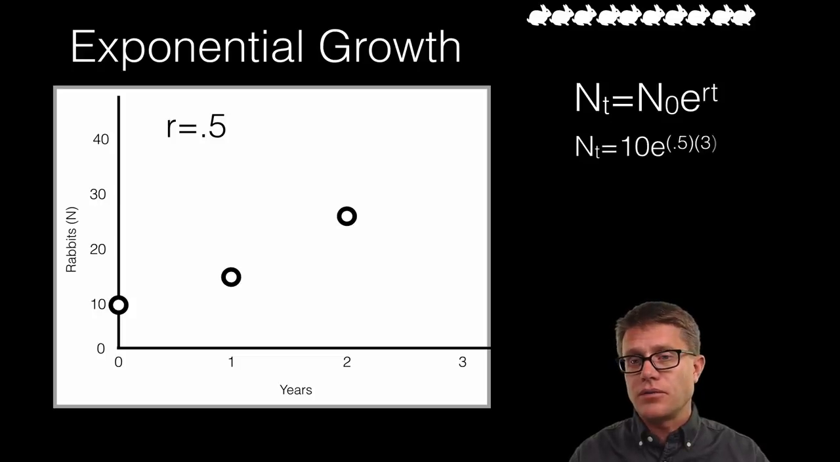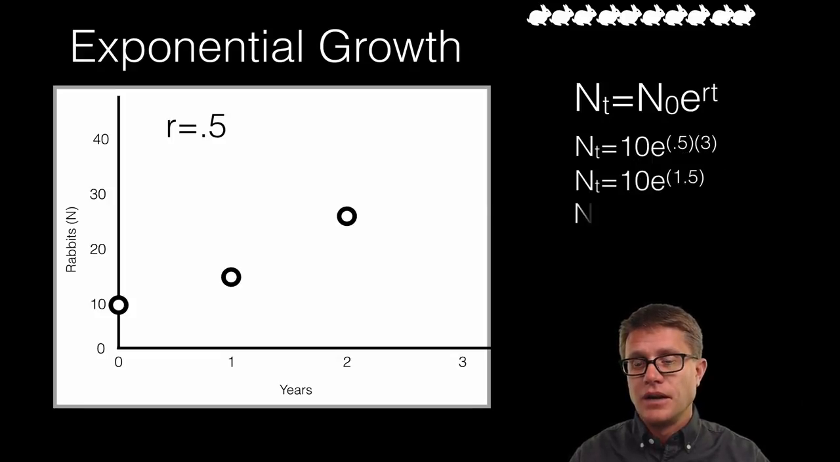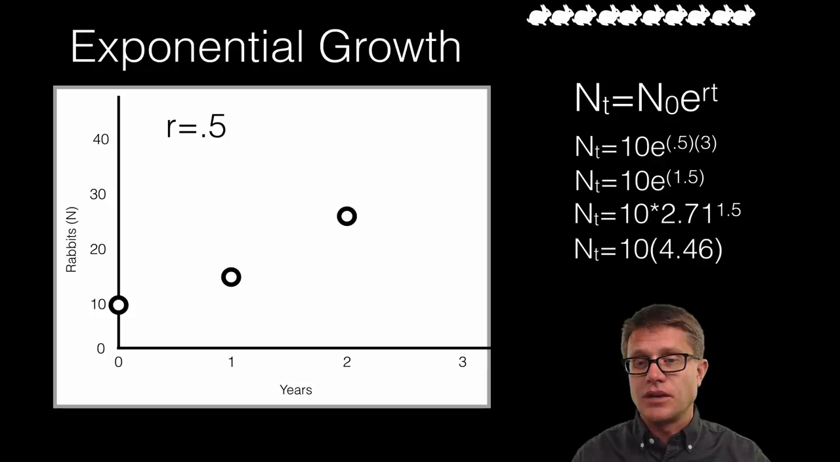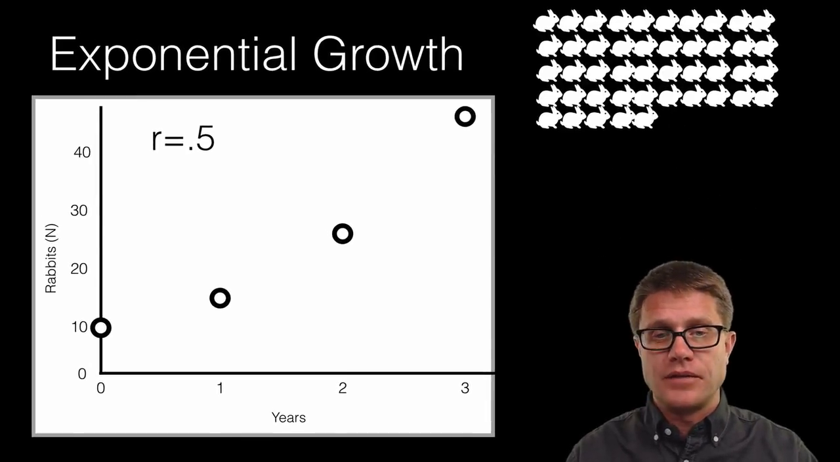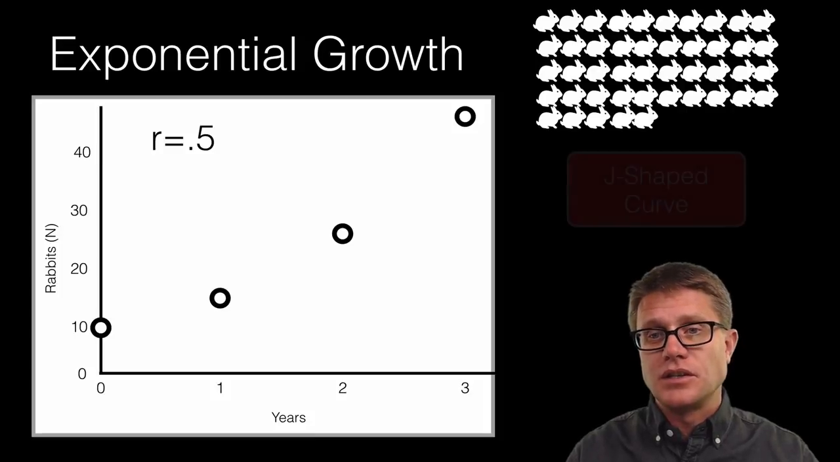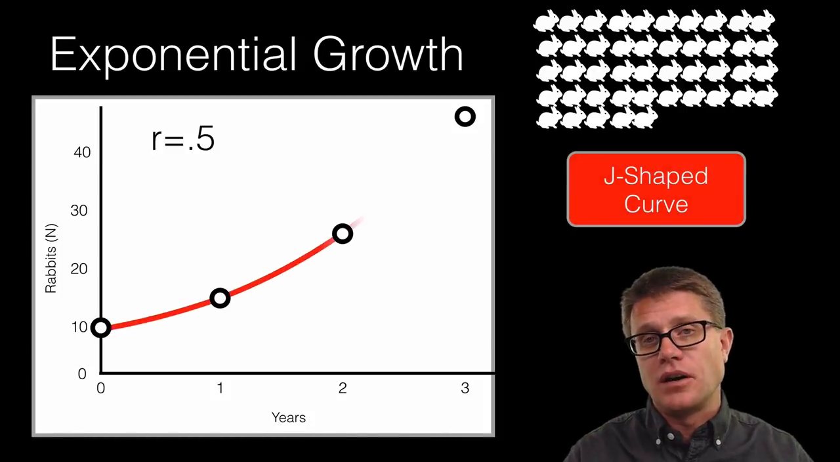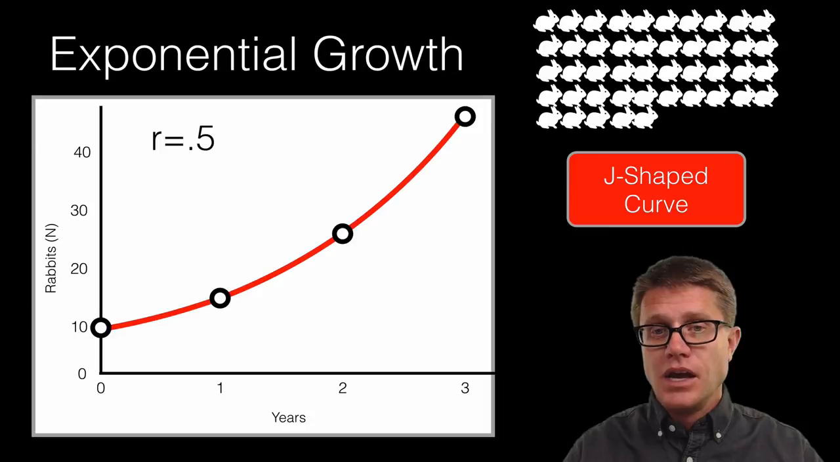Let's go for year 3. So if we figure out year 3, again, our intrinsic growth rate is still 0.5. 3 is going to be the year we're at. Still have that same initial. And so this is going to be 2.71 raised to the 1.5 power. You'd probably need a calculator to do this. We now get 44.6, or let's say 45 rabbits. So if we graph it, you can see that the population is increasing like that. We have what's called a J-shaped curve, and it's going to increase rapidly over time.